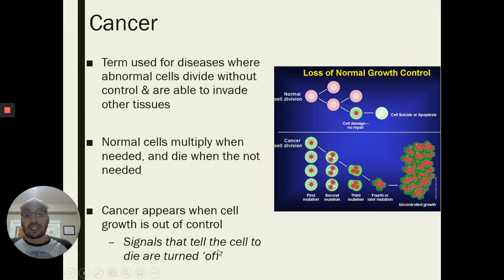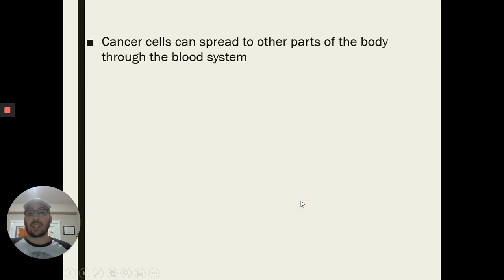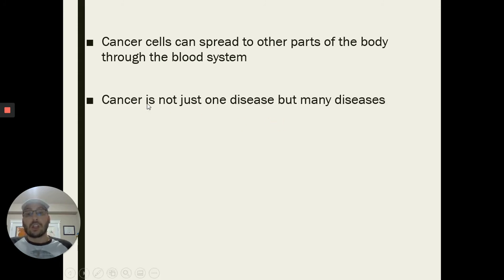The signals that tell the cell to die, they're turned off. So the cell keeps on going. Cancer cells can spread to other parts of the body through the bloodstream, through the blood system. That's what usually gets you. So it's not just one disease, but it is many diseases.